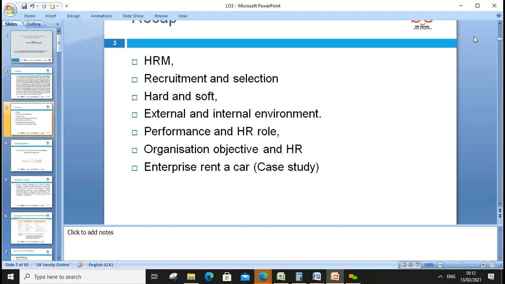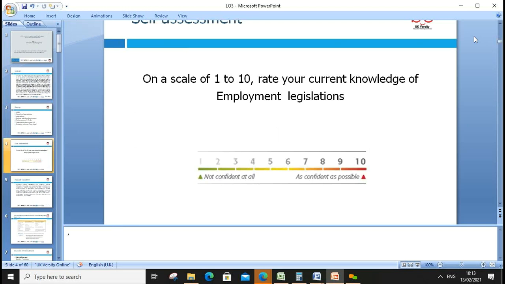We'll start. In previous lessons, first we'll recap what we learned. We discussed what HRM means, recruitment and selection, hard and soft approaches, and the internal and external environment, internal within our organization, external outside. Today our focus will be on legislation, performance and the human resource role, and organization objectives in HR. We also did the case study of Enterprise Rent-A-Car in the past.